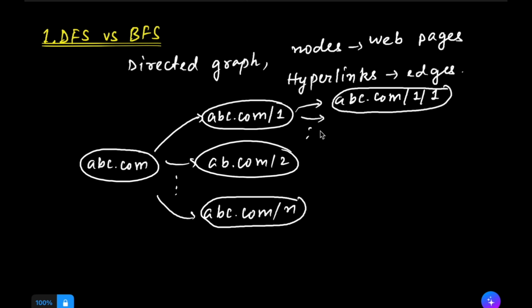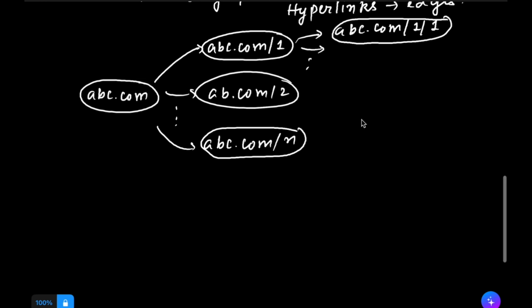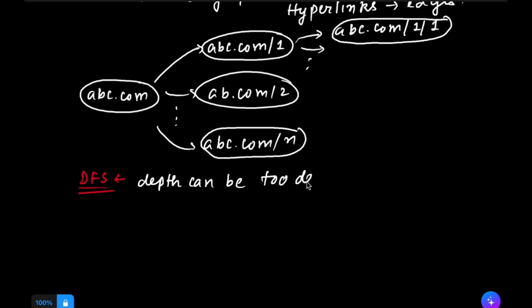In a graph we have two types of traversal: depth first search and breadth first search, DFS and BFS. Which one would be favorable? Can you pause the video and think about which one is favorable to use here? If you use DFS, as the name suggests, it recursively finds the longest depth till it reaches the leaf node. What happens here is the depth can be too deep. So this is not favorable.